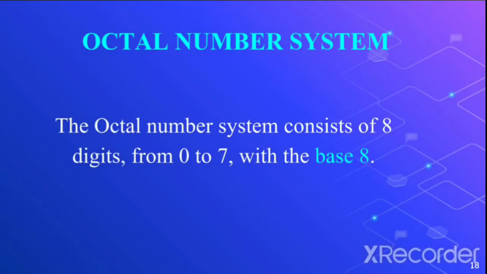Now what is octal number system? An octal number system is one which consists of 8 digits. That means in octal number system we have numbers from 0 to 7. In this number system we are having 8 digits, so its base is 8.